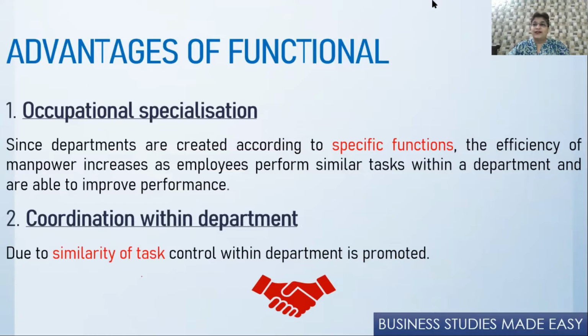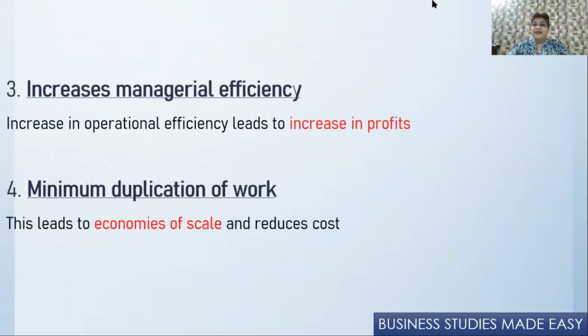So they have coordination within the department. This is one very important function of functional organization, that they have coordination within the department, because all the people, let's say in marketing, they're all MBA marketing. So they know each other very well. So whatever the boss says, the subordinate understands. So there's coordination.